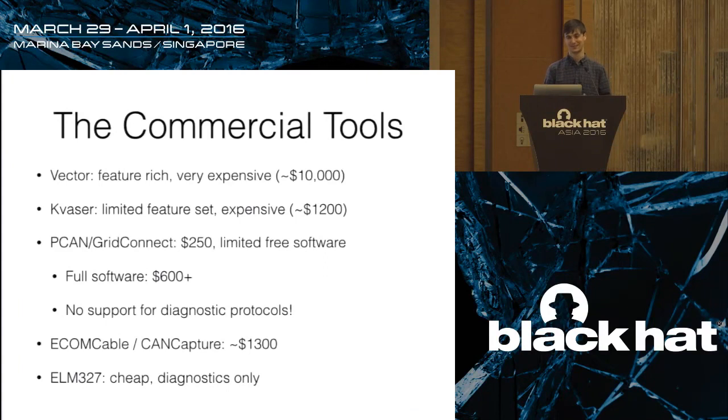They're quite a bit cheaper but still expensive, and their software is sort of useless for anything but just looking at frames and sending single frames. There's PCAN and Grid Connect, same device, different name. It's about $250. This one is actually great for the price. For a while, it was like the cheap tool you would buy. But their free software is really limited.